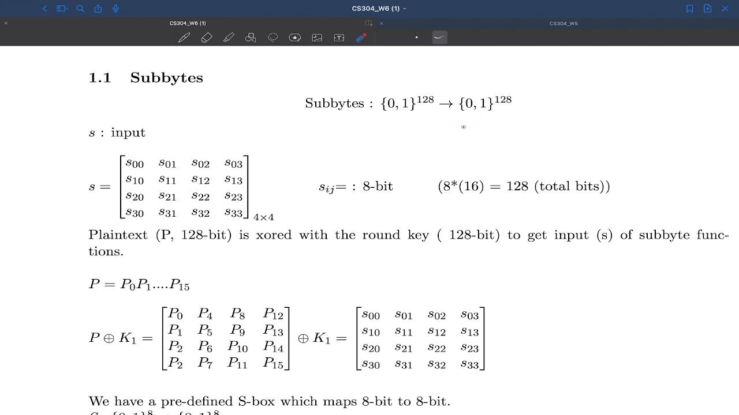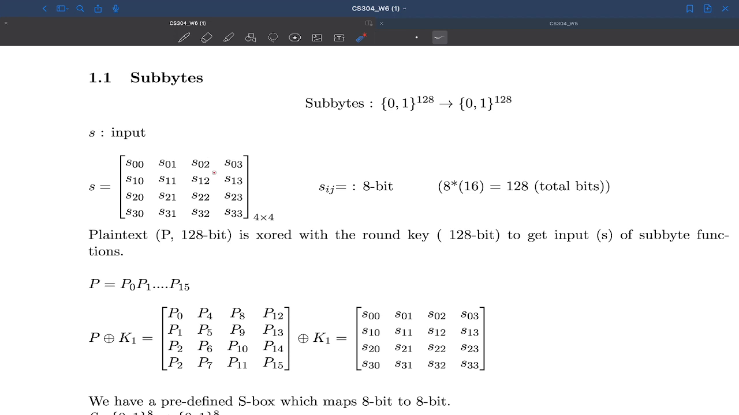Okay. So, the input of this sub-byte is expressed in the form of a matrix. This matrix is of size 4 cross 4 and each element of this matrix is of 8 bit. So how many entries are in this matrix? 4 times 4, 16. So 16 times 8 is 128. So total bits will be 128. So total 128 bits are arranged in this matrix, and each cell in this matrix has 8 bits of content.